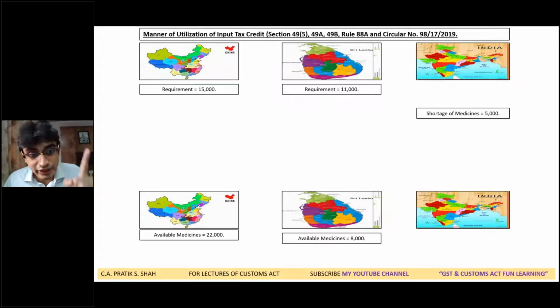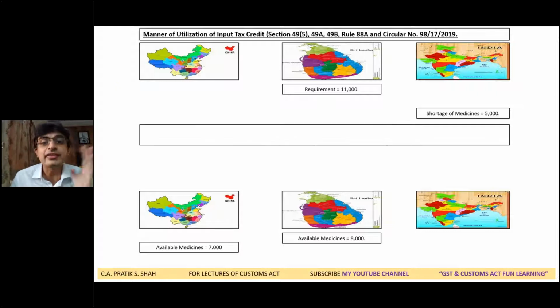Step number 2, now we will touch CGST. Okay, China. China first had a requirement of 50 and available 22. Obviously, China will first give to itself. And whatever surplus there is, it is ready to give to India. See, China agrees to give stock of medicine to India.